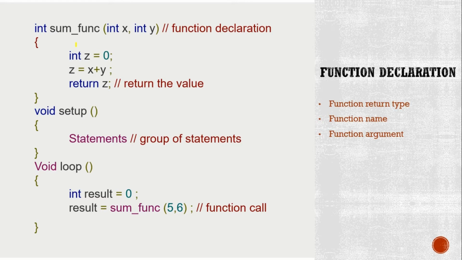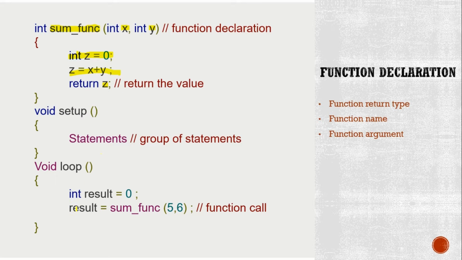Here is one example, sum function. What exactly is it doing? It is taking two variables or two arguments as input, int x and int y. It is declaring one more variable, that is z. It is adding those two variables and returning it. Simple.